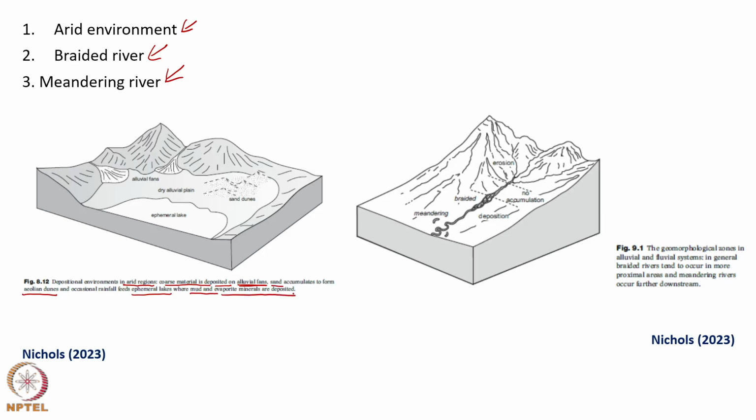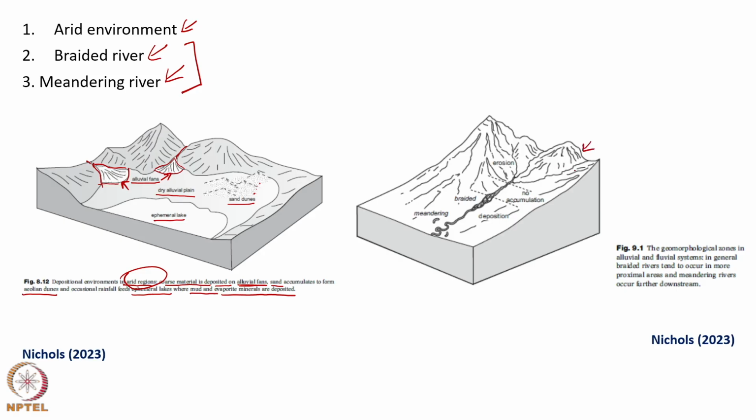minerals are deposited. So, in the diagram we have the ephemeral lake, we have these sand dunes, these dots indicate sand, we have the dry alluvial plain and the alluvial fans. These are the alluvial fans. Rivers come from a slope and then reach a flat land, deposition happens and a fan geometry is produced. So, now let us look into the braided river and the meandering river situations.